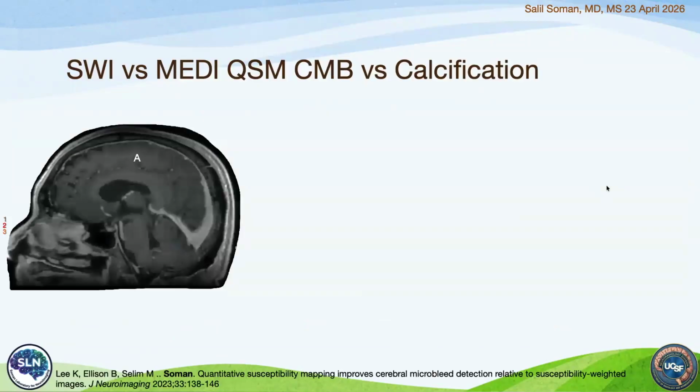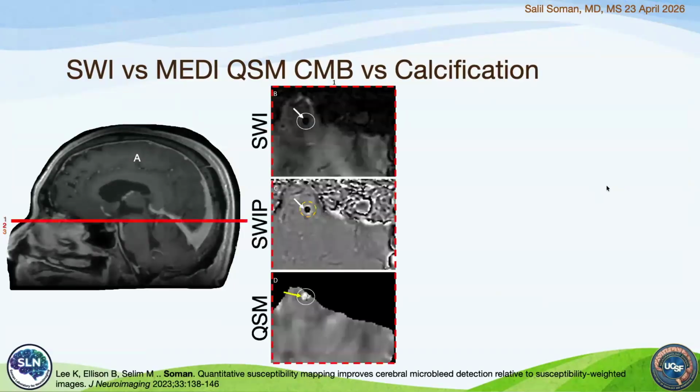But the problem that I and other people have encountered, and that my group has published on, is that sometimes you have an area where we have one slice. The red part represents one slice here, and you've got this dark area on the SWI, and the phase is also dark. And for good measure, I'll show you the calcification on the QSM is bright. All of that goes with microbleed.